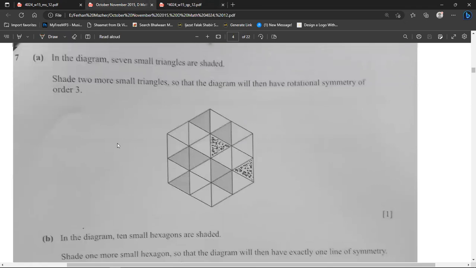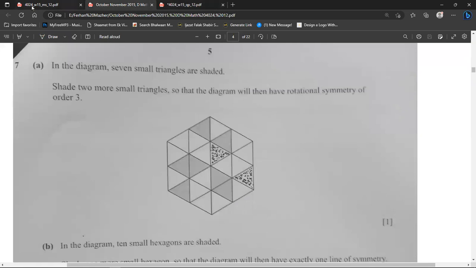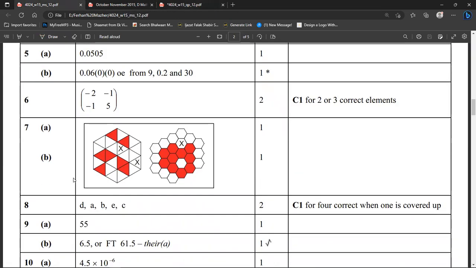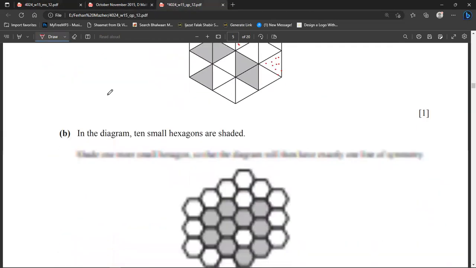So I have done this. You can see this is shaded. This is my answer. And you can see this answer is right. Now this has order of rotational symmetry 3. Okay. Then we have the next question, 7B part.